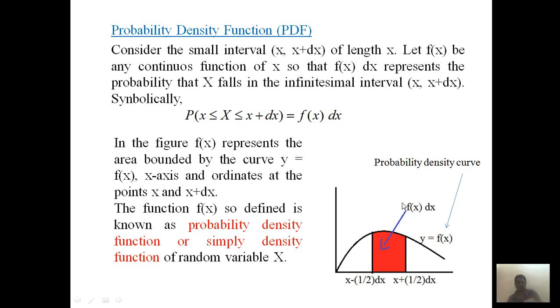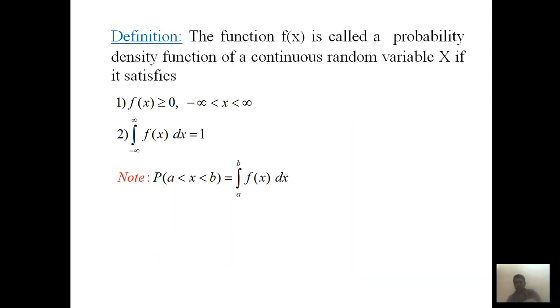The function f(x) defined this way is known as the probability density function, or simply the density function of the random variable X. The curve y equal to f(x) is known as the probability density curve, or simply the density curve or probability curve.